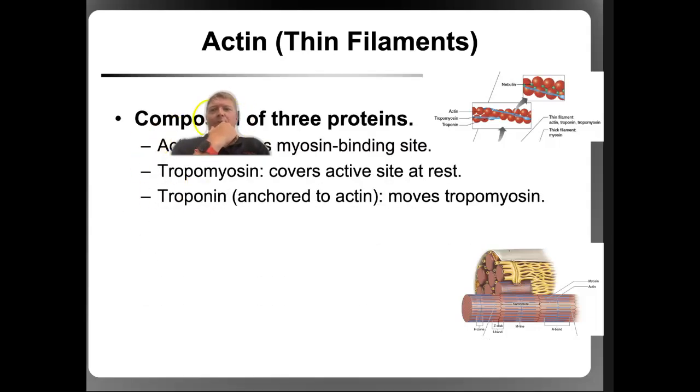The actin is composed of three different proteins: actin, tropomyosin, and troponin. Actin contains the myosin binding site, over here in these pictures. Tropomyosin covers it at rest, and then troponin moves the tropomyosin out of the way, allowing the actin and myosin to connect and pull on each other to get closer and closer together, causing your muscle contraction. Those are all anchored at the Z disc of each section.